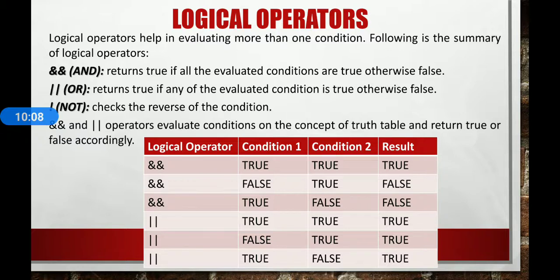it will return false. But in the OR operator, if the first condition is true and the second condition is also true, then it will return true. And if the first condition is false and the second condition is true, then it will return true. And the third case is if the first condition is true and the second condition is false, then it will return true, because in the OR operator, it will return true if any of the conditions is true. If all the conditions are false, then it will return false.